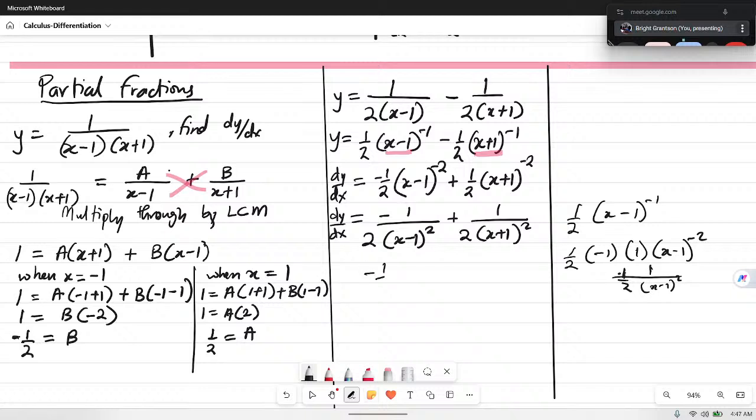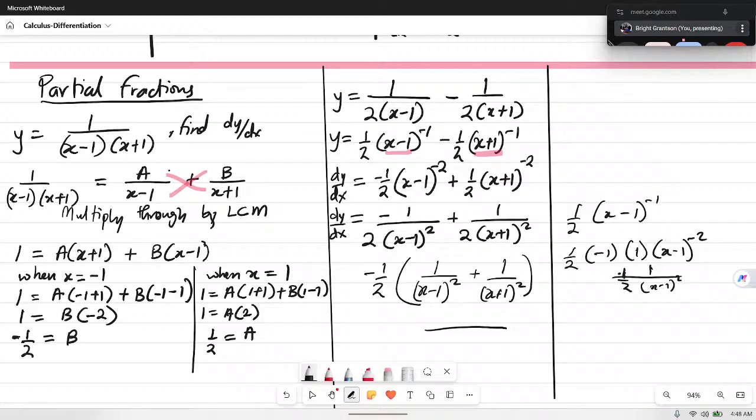We should try product rule. If we factorize this one out, we are left with 1 over x minus 1 squared plus 1 over x plus 1 squared, right? And even if we want to factor something out of this one, it's like difference of two squares, all squared.